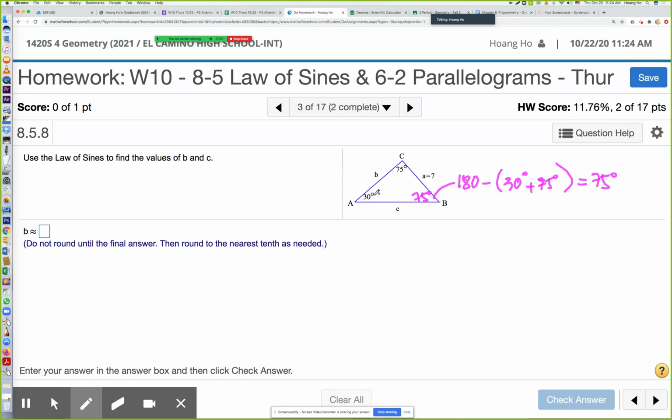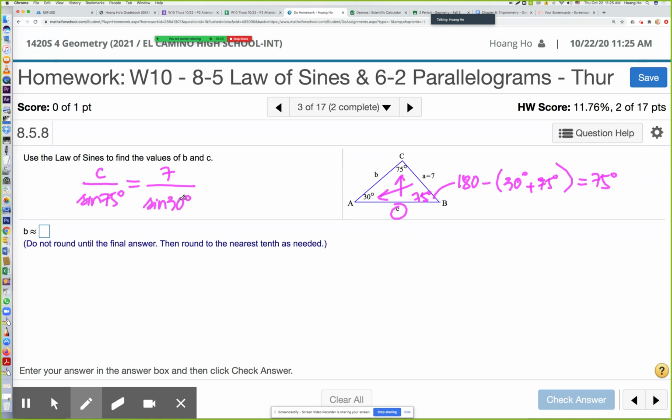So let's find the value of B. Or you can find the value of C. How about we find the value of C? Right here, let's set it up. C over sine of the opposite angle, which is 75 degrees, equals, now we have to use side A, which is 7, over sine of the opposite angle, which is sine of 30 degrees.